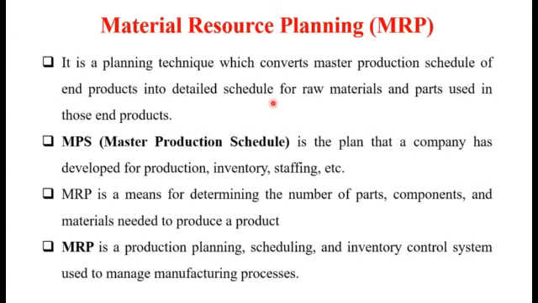The MPS, that is the master production schedule, is the plan that a company has developed for its production, inventory, and staffing. MRP is a means for determining the number of parts, components, and materials needed to produce a component. Also, MRP is a production planning, scheduling, and inventory control system.